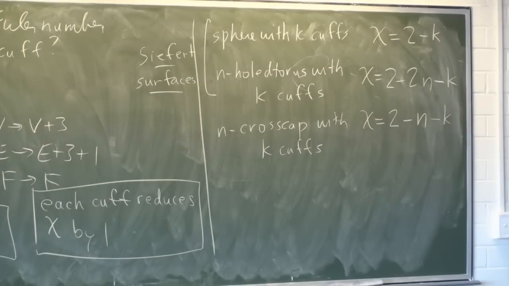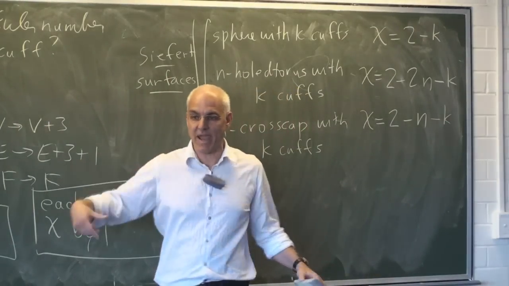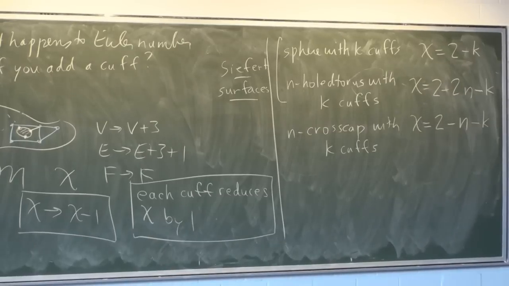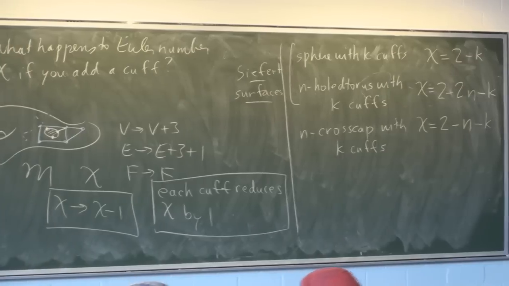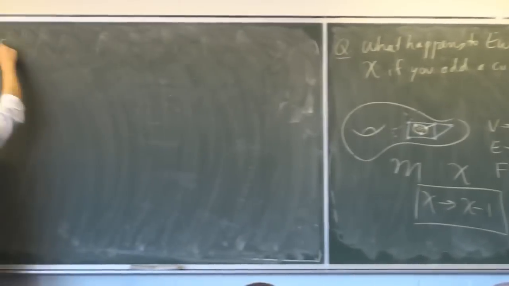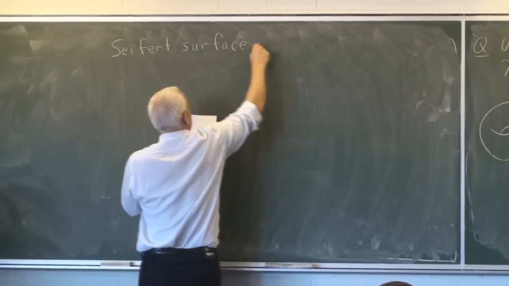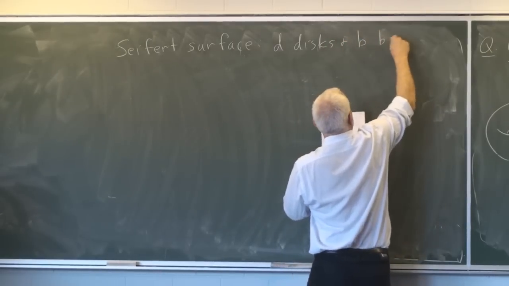So to finish our analysis with the Seifert surfaces, we should just say a little bit about what the Euler characteristic of a Seifert surface is in terms of the number of disks and number of bands that you used to create it. So suppose we have a Seifert surface with, let's say, D disks and B bands.